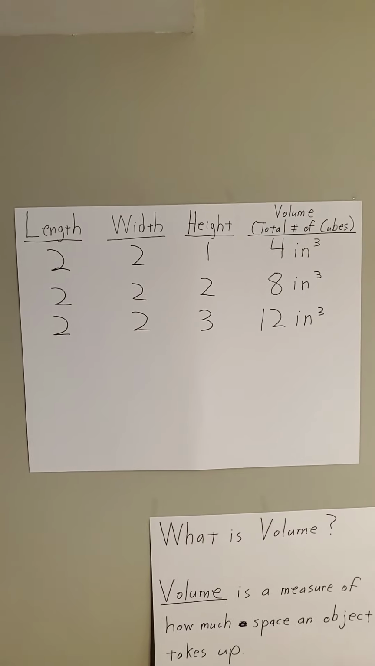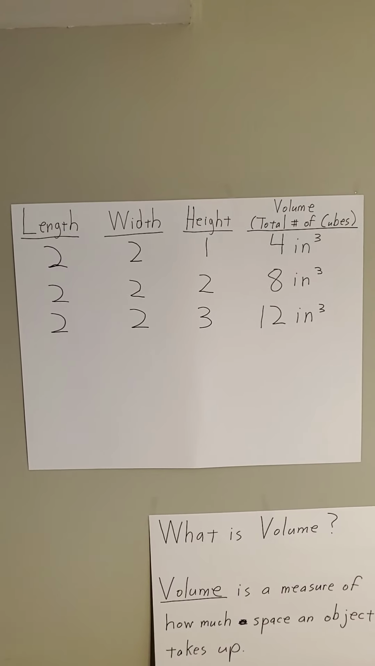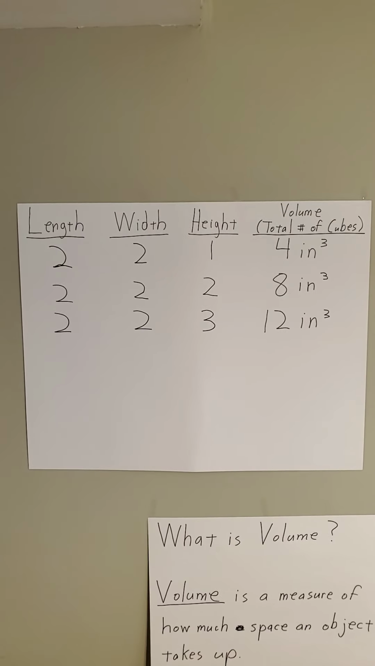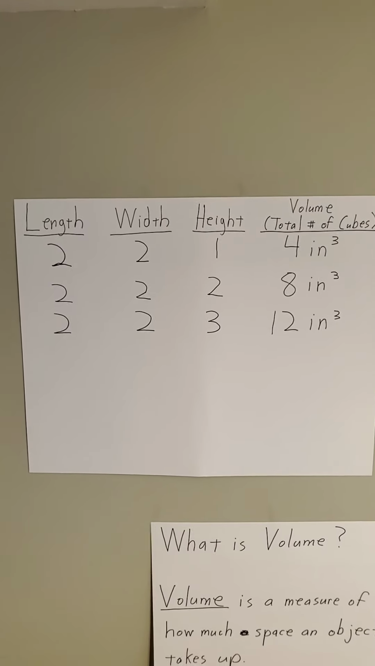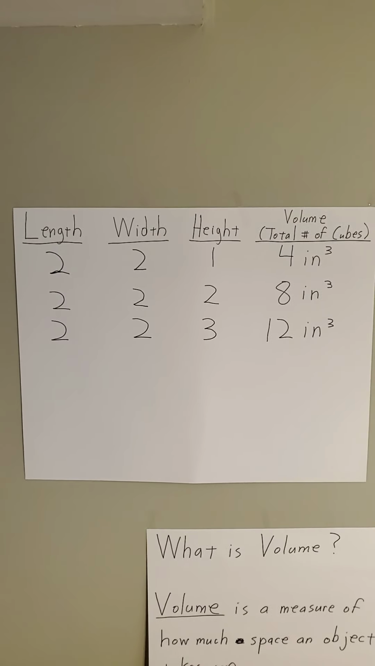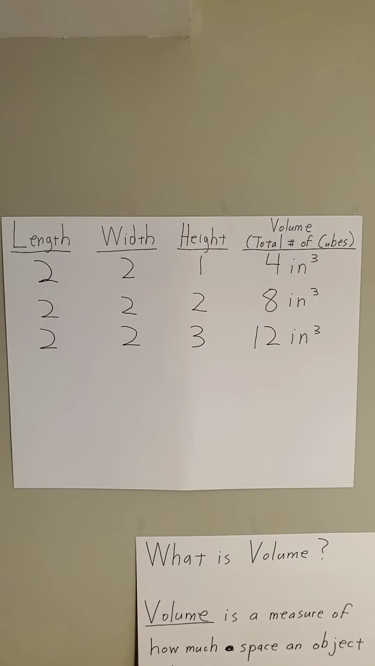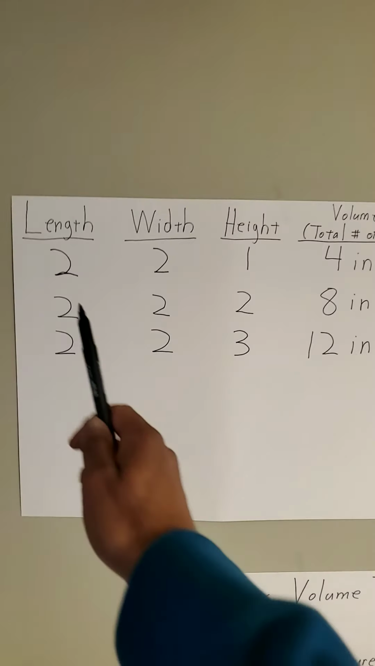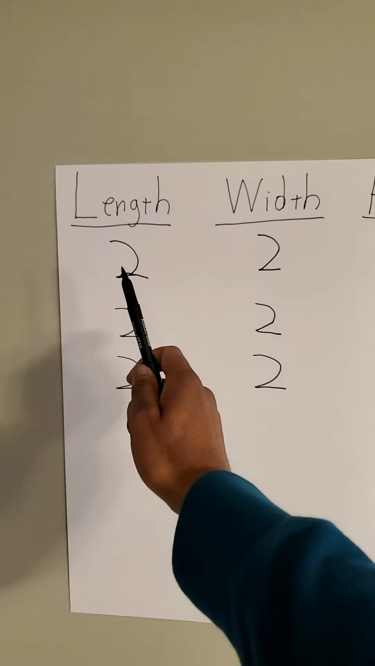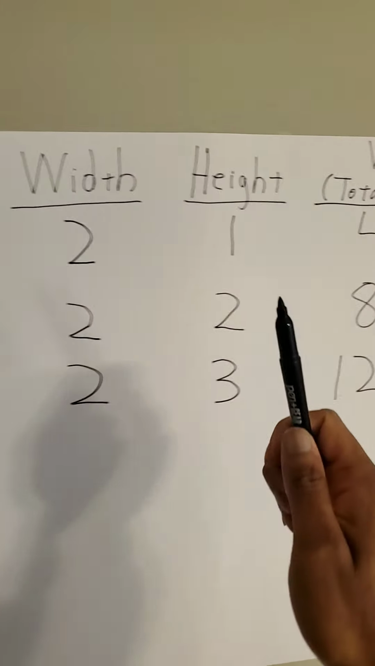I want you all to look at the very first row, the first house we built, where it was 2 inches long, 2 inches wide, and 1 inch high. Look at that first row. What do you notice? Take a minute. Well, one thing you might notice is this. If you look at this row, we have 2, we got 2, we got 1, we got 4.